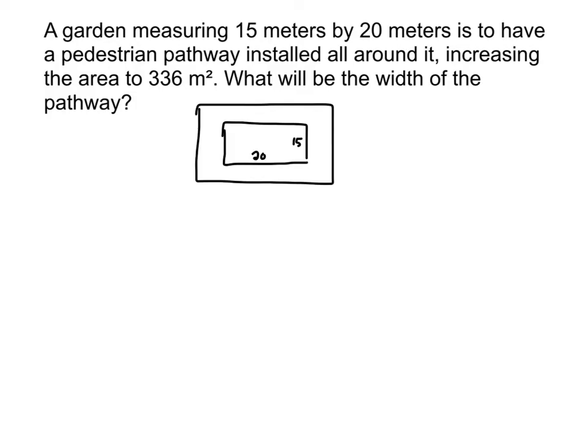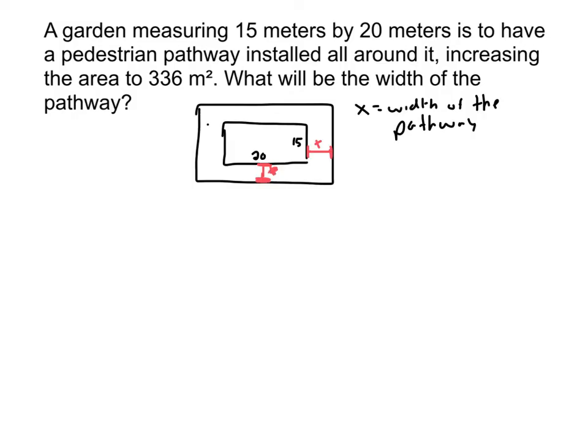The new area will be 336 meters squared. So the area of the garden plus the pathway is 336 meters squared. What is the width of the pathway? Let's go ahead and define x to be the width of the pathway. This distance here, this is x. This distance here, this is x. So the width of the pathway is uniform all the way around the garden.